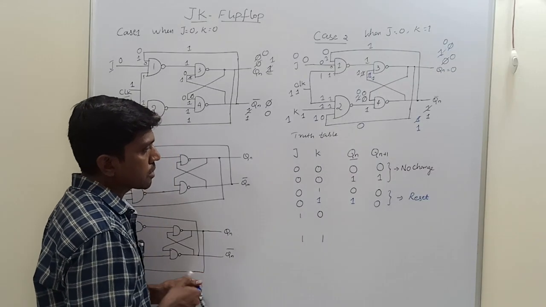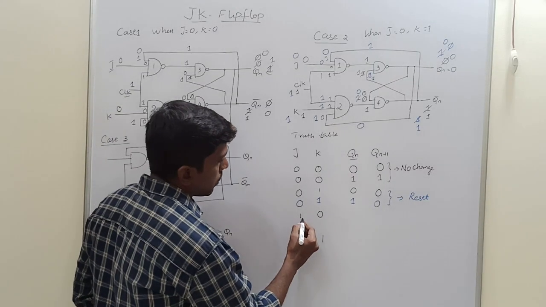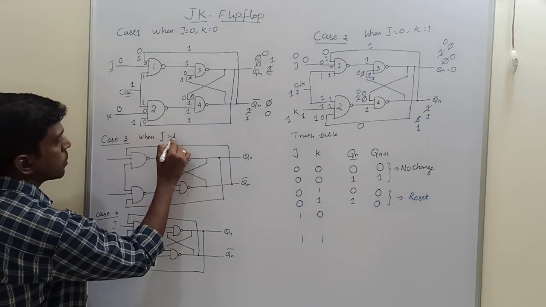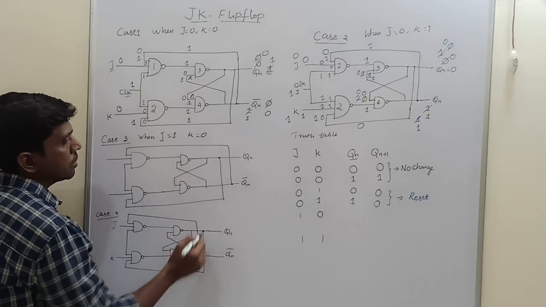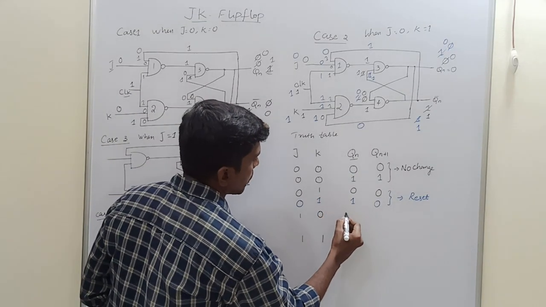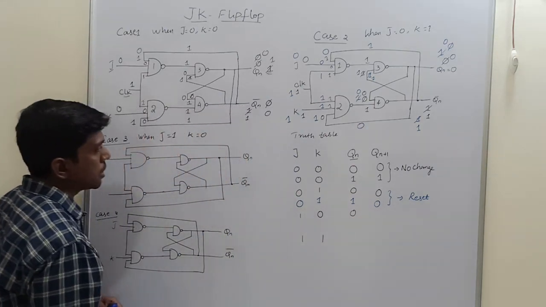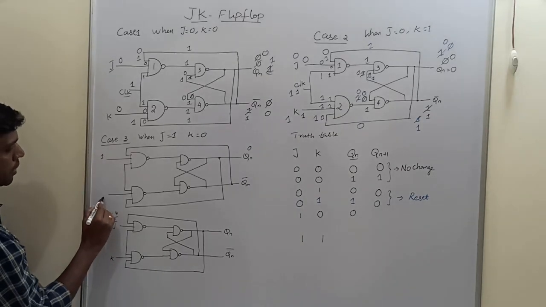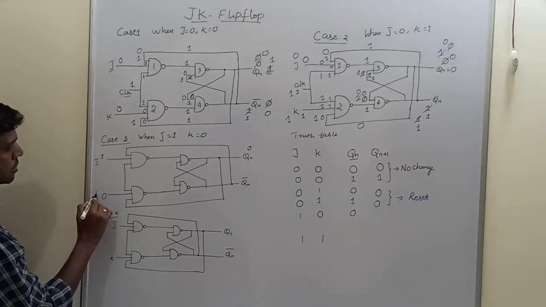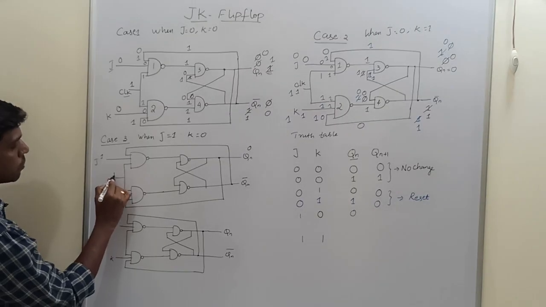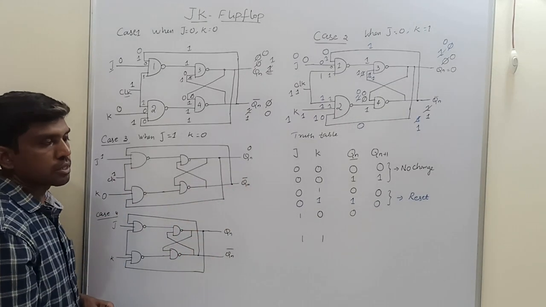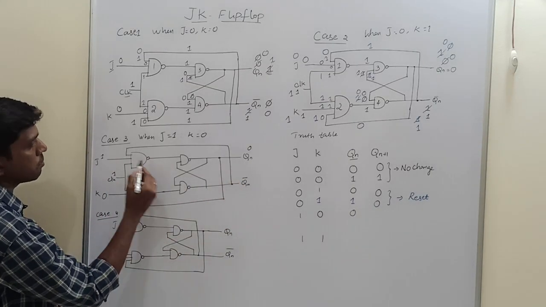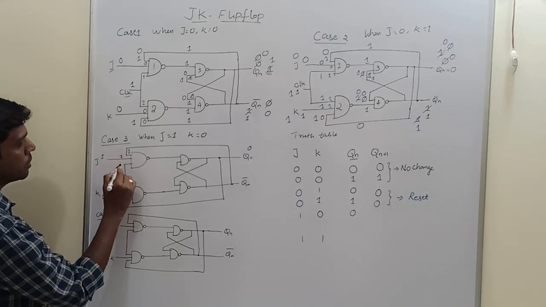Then come to the next case. J value 1, K value 0. So when J equal to 1, K equal to 0, Qn present state is unknown. So let me assume this value is 0. So Qn value is 0, J value 1, K value 0. So J 1, K 0, clock 1. So Qn value is 0. So the first input get from Qn bar. So Qn is 0 means Qn bar value is 1, J value 1, clock 1.